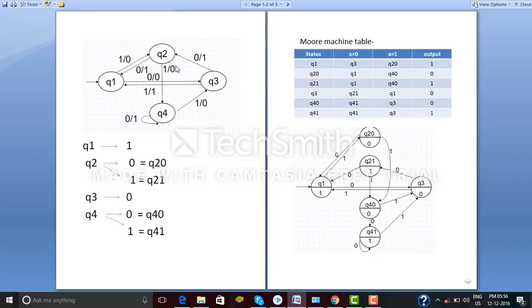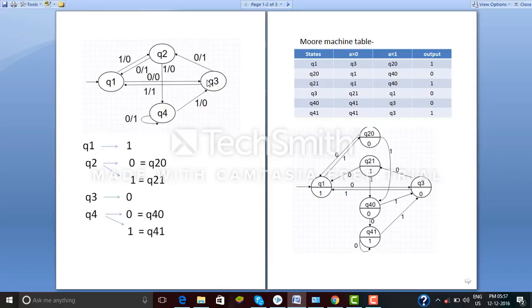Now come to the Q2 0 state. Q2 0 is nothing but the Q2 state of the Mealy machine. When we give input 0 to the Q2 state, it comes towards the Q1 state. That's why we write here the Q1 state. By giving input 1, it goes to the Q4 state with output 0. That's why we write the state Q4 0 here. Same for the Q2 1 state, as Q2 0 and Q2 1 are the same state of the Mealy machine, that is Q2. That's why both states give the same outputs for the same inputs.